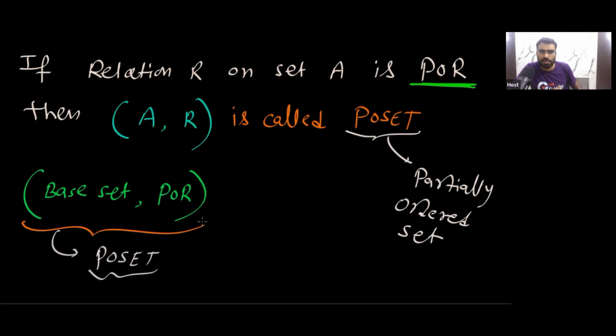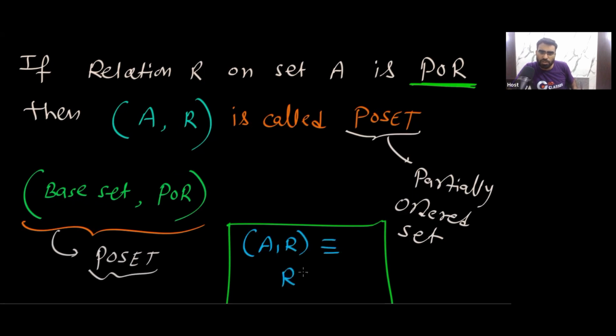Now there is another notation also. Some people use this notation, or you can write it like this, R bracket A. Both are the same, but this one is most famous. Is this clear? Let me know.